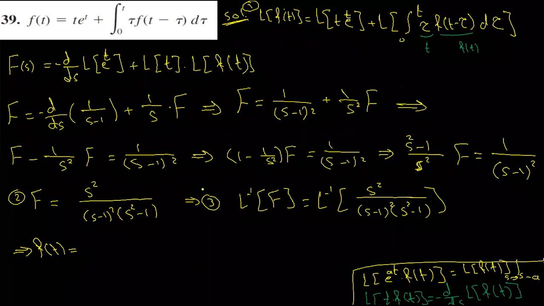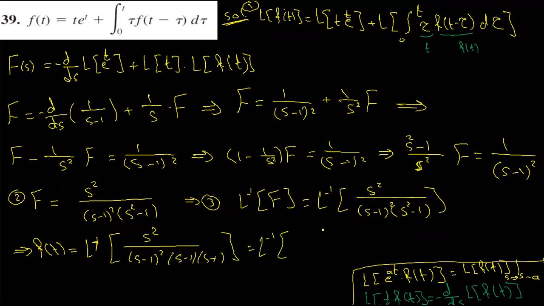Yes, we can write like this. So Laplace inverse of s squared divided by (s minus 1) squared times (s minus 1)(s plus 1), am I right here? Which is given to be Laplace inverse of s squared divided by (s minus 1) to the power 3 times (s plus 1), and do partial fraction. Yes, you are right, here plus 1 and here plus 1. And do partial fraction now for this.